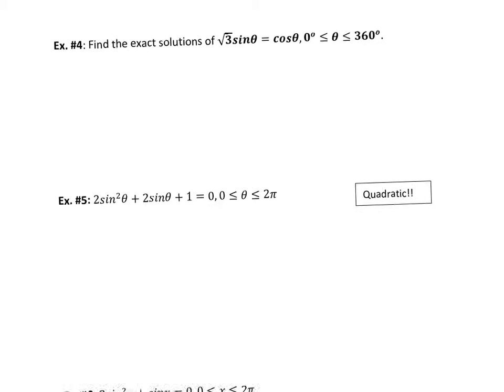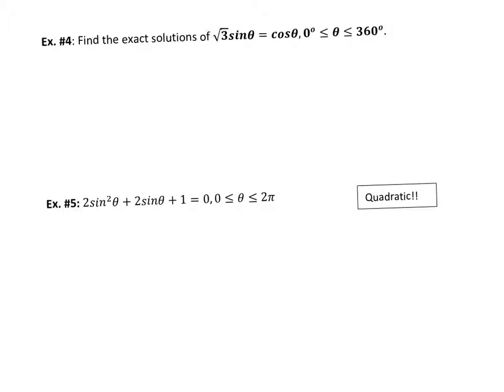So if you divide everything by cosine, which you can do, you end up canceling some things out here. First of all, sine over cosine is tangent. And you have a 1. Now we have it set equal to a number. And we just have to get rid of that square root of 3 in front of the tangent.